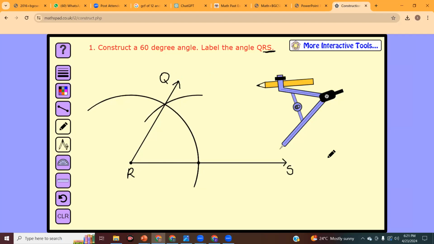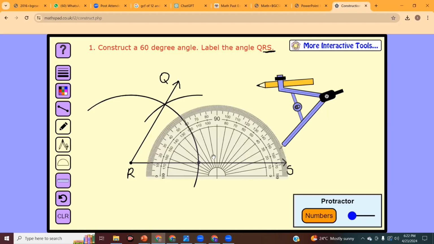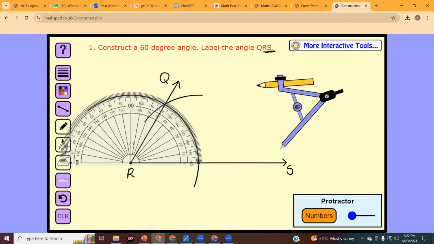Okay. Now, Paul, we have to measure this angle, right? Yes, sir. What are we going to use to measure the angle? A protractor. And how much should it measure? 60 degrees. Yes, it should be 60 degrees in measure. And so we have to take this, and it has to measure 60 degrees.